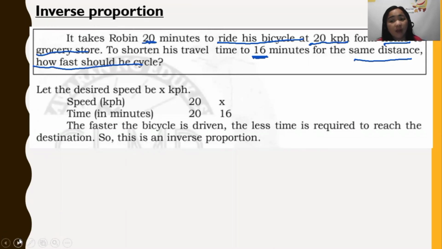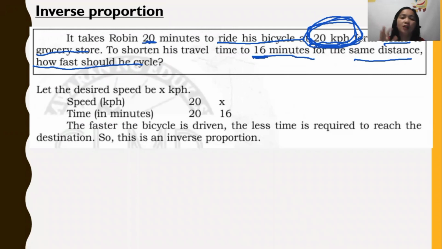So ngayon, this is an example of an inverse proportion. So kasi, kung gusto niyang umiksi yung time, dapat bilisan niya yung speed. Mas mabilis pala yung speed, sorry. Dapat mas mabilis yung speed. Ngayon, let the desired speed be x kilometer per hour. Kung ang speed niya, nung una, this is the original given, 20 kilometers per hour.